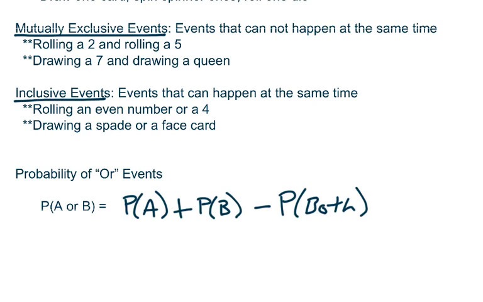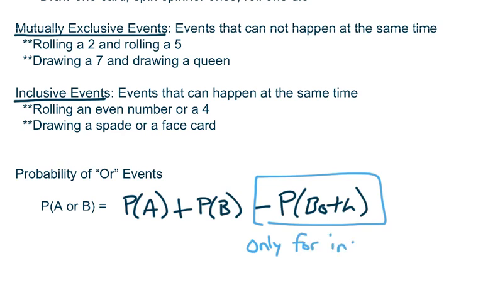If the events are mutually exclusive, we can ignore this part right here. Okay, so only for inclusive events are we going to have this third part, because this part that I've got boxed in here in blue does take into account the events that you would have double counted if you were going to count all the possible outcomes. If we're talking about the spaces or the spades, we would have counted the Jack of Spades, King of Spades, and Queen of Spades twice. So this kind of takes out the double counting.